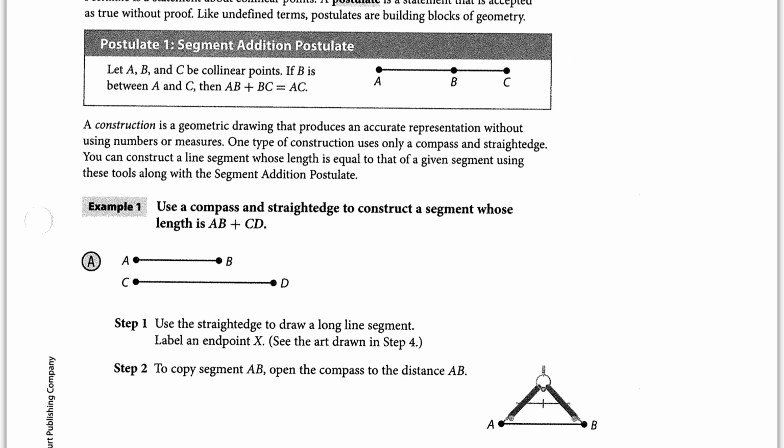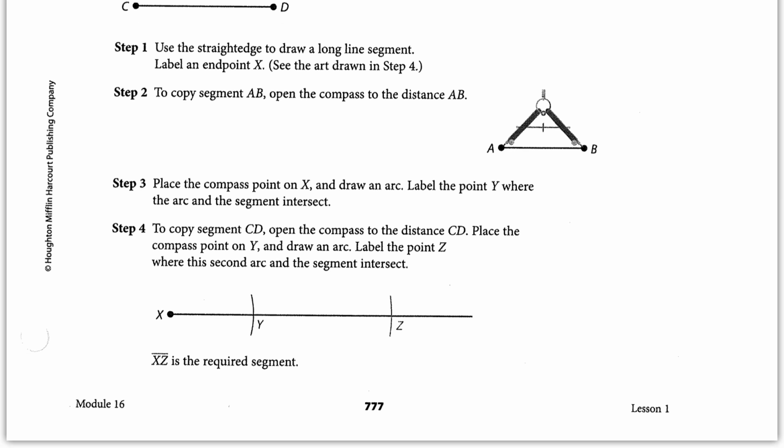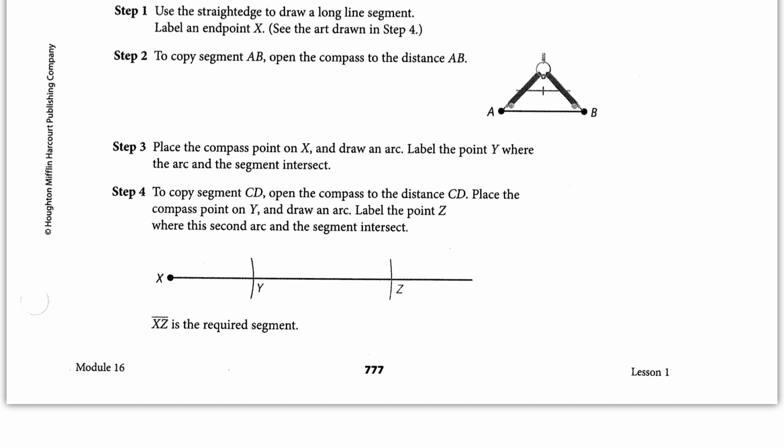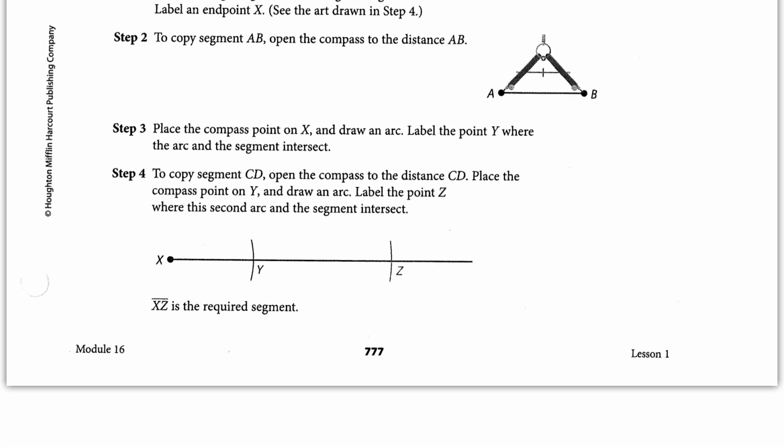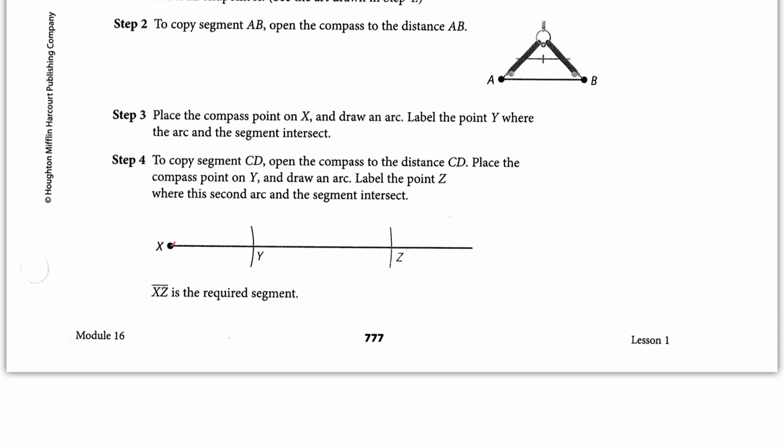See the art drawn in step 4. So they've drawn a long line and they've labeled it with an endpoint X. Then they are going to copy segment AB by opening their compass to the distance of AB. So they've shown you in that step how to open your compass. One will have the point and the other will have the pencil. So you're going to open up your compass so that it is on A and B, like so. Then you are going to come down here to X, and you are going to swing an arc with that compass, like you see here.